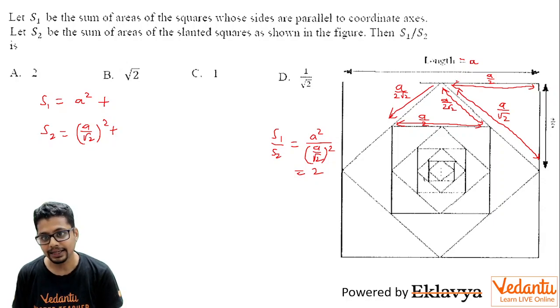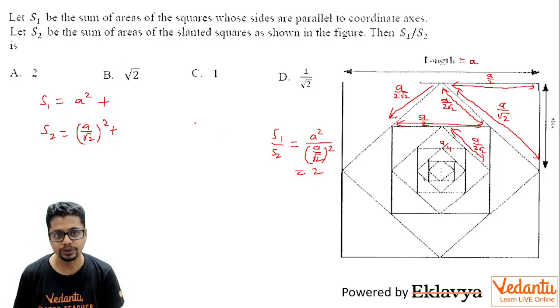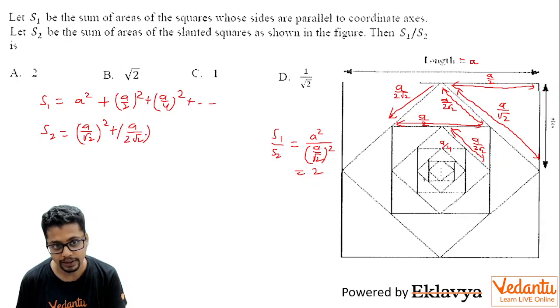Like here it is A, then it is A by 2, then next it will be A by 4, so and so forth. And if this is A by root 2, then it will become A by 2 root 2, A by 4 root 2, so and so forth. So you have A by 2 whole square, A by 4 whole square, so and so forth. And here you have A by 2 root 2 whole square, A by 4 root 2 whole square, so and so forth.